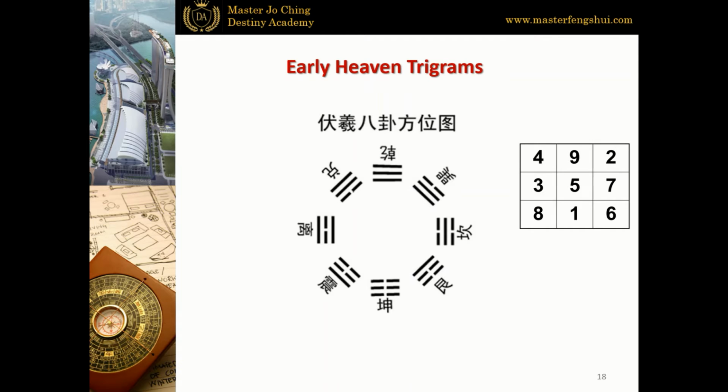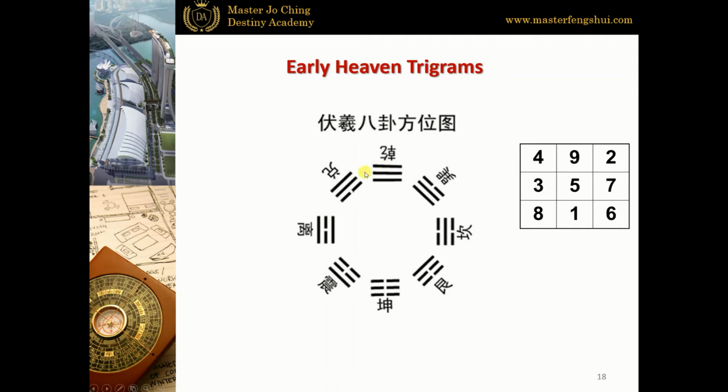All right, let me introduce to you the early heaven trigrams. You will see that the early heaven trigram arrangement differs from the later heaven trigrams. Instead of having Li fire on top and Kan water below, we have Qian on top and Kun below. In Chinese, we call it 天地定位. So we fix the heaven and earth first.